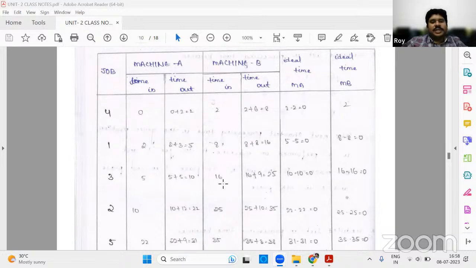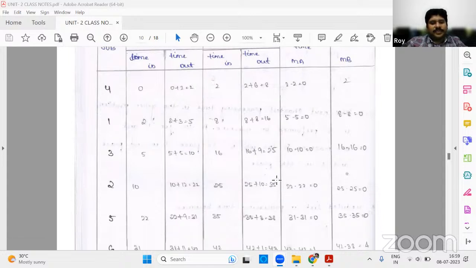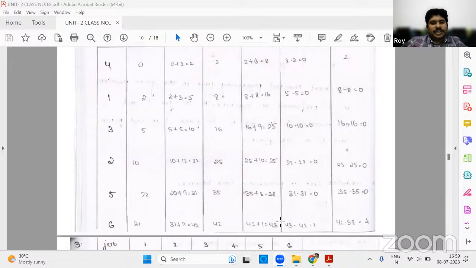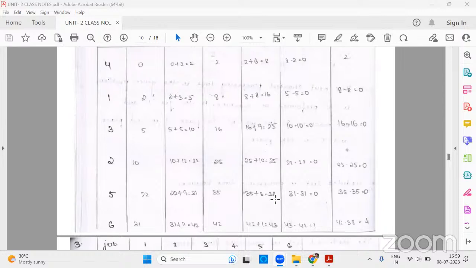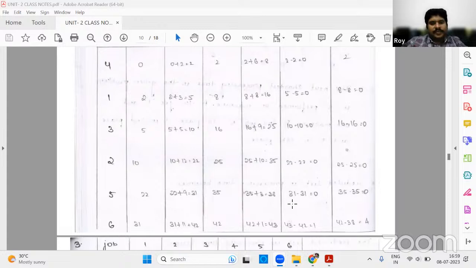16 will come here. Next, for job 3, 16 plus 9, 25. Again 25 will come here. And once 25 comes, 25 plus 10 for job 2 on machine B, 35. And 35 will come here. To complete job 5, 35 plus 3, 38. Now what has to come here? Are you looking at the screen, everybody? What has to come here? 38, right?